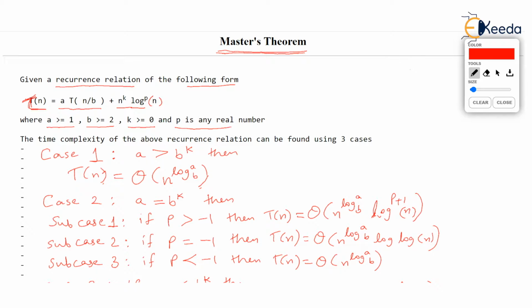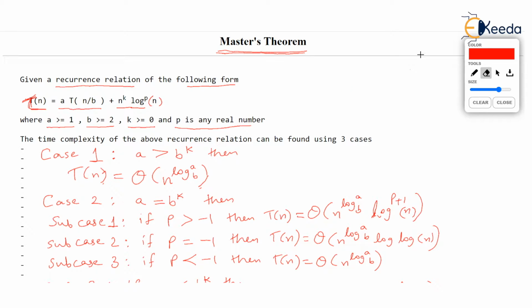So p can be 0.5, p can be 1, p can be 2, 2.5, anything. Or even p can be negative. That's also possible. p can be minus 1.5. That is, we may have log of n raised to minus 1.5. This is also possible.